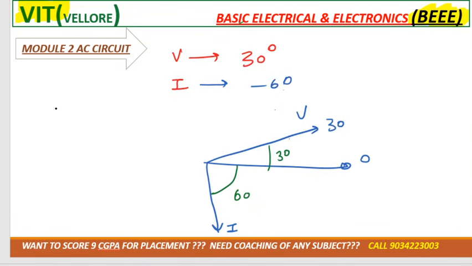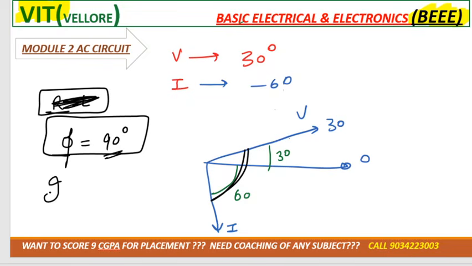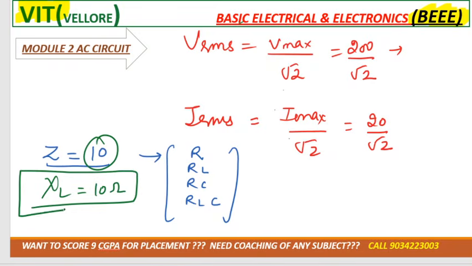So if current is lagging, that would be an inductive circuit, right? So inductive circuit means it is the combination of R and L. And how much is the angle between voltage and current? 90. So if phi angle is 90, that means no resistance is there. It's a purely inductive circuit, right? And if it's an inductive circuit, the Z value we got as 10, that is XL is equal to 10. Okay, clear?